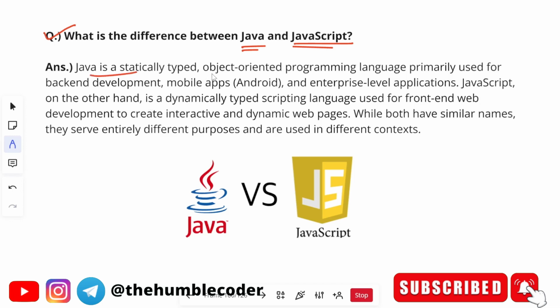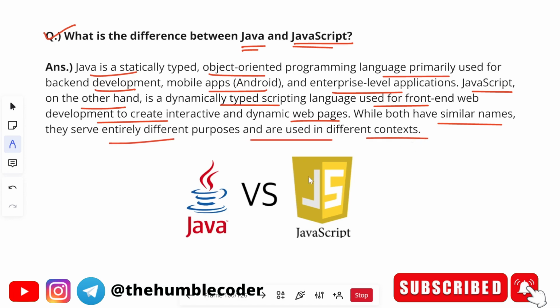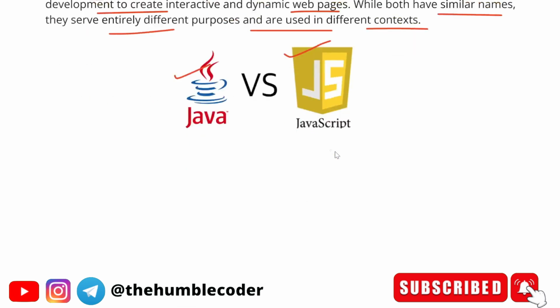Java is a statically typed object oriented programming language primarily used for backend development, mobile apps, which is Android, and enterprise level applications. Whereas JavaScript, on the other hand, is a dynamically typed scripting language used for front-end web development to create interactive and dynamic web pages. While both have similar names, they serve entirely different purposes and are used in different contexts. Hope this makes clear the difference between Java and JavaScript. Moving on to the next question.